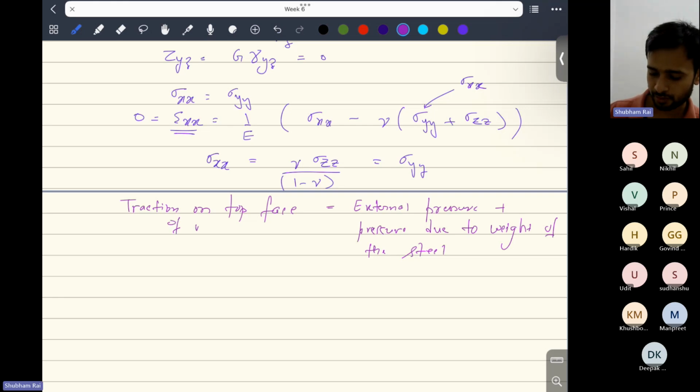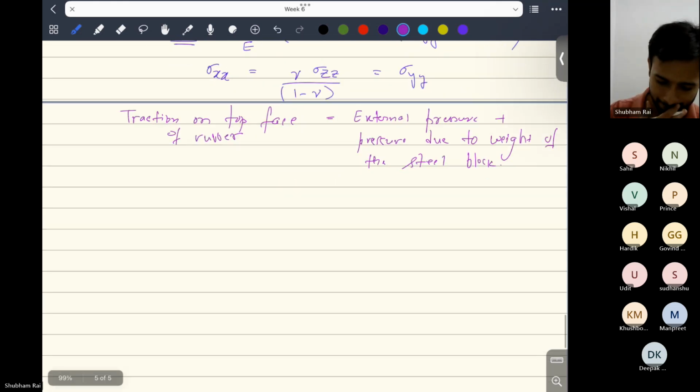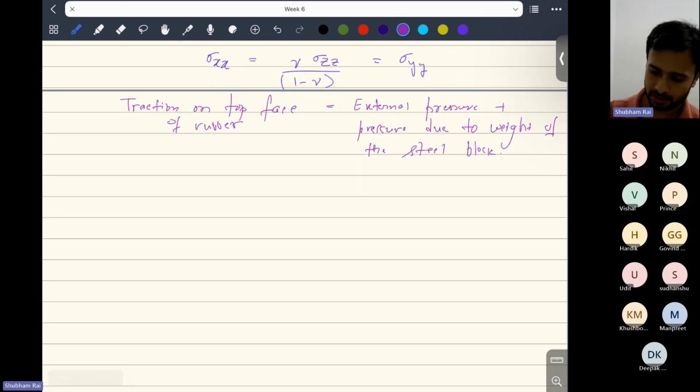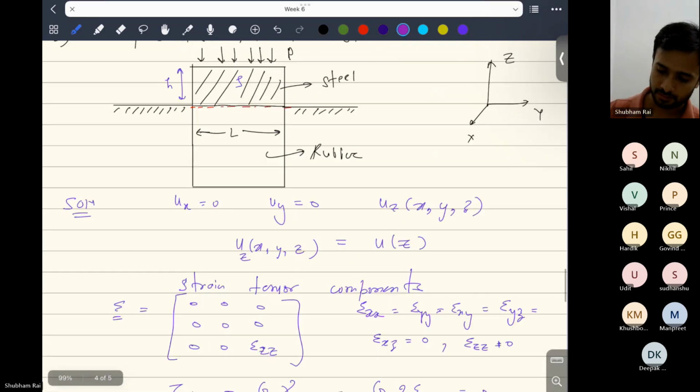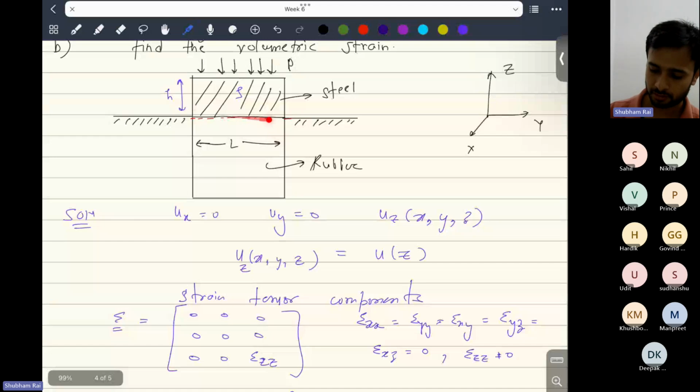Top face of rubber, and the writing clarity. So we can just write on the top face. So let's say we have a stress tensor and we want to get traction on face E3, because this face here will have normal component.